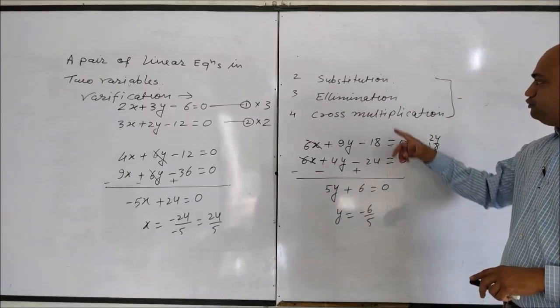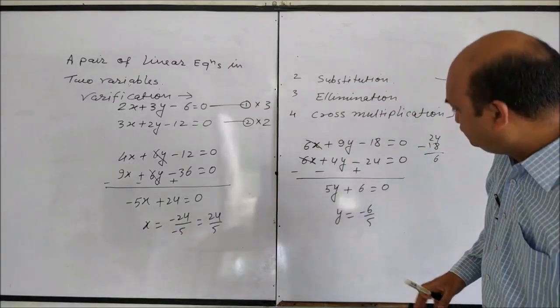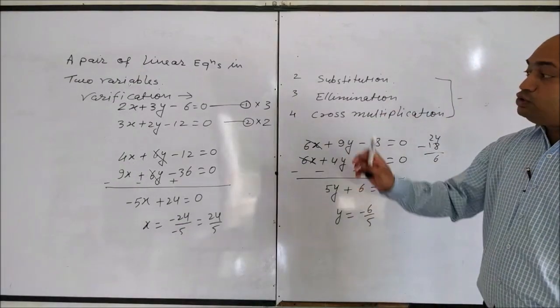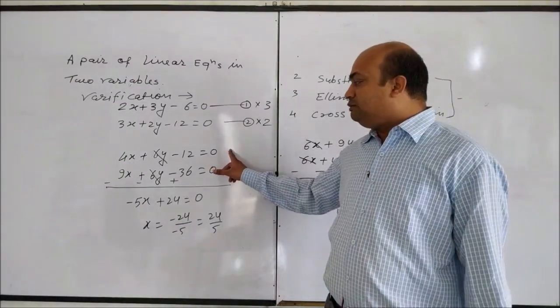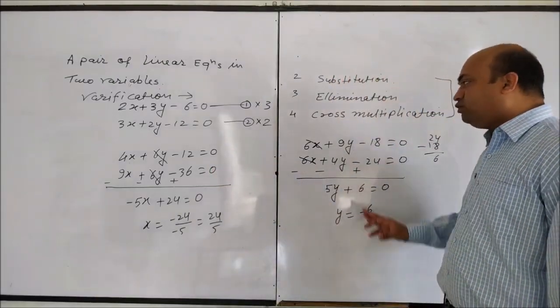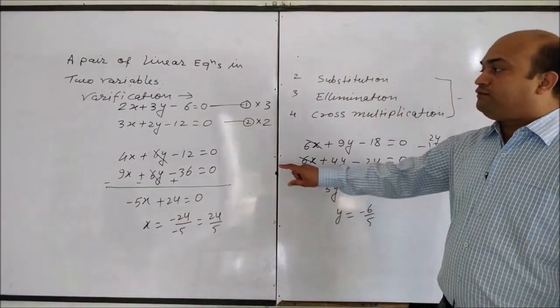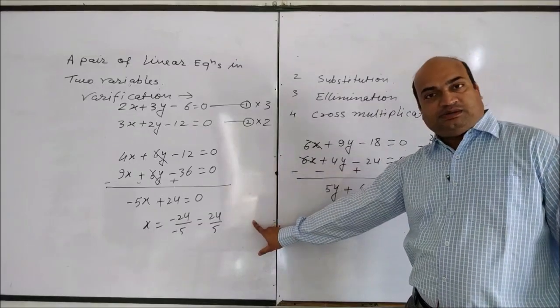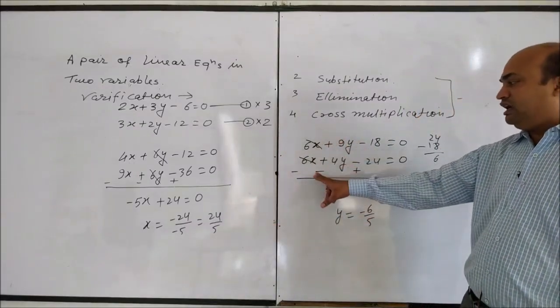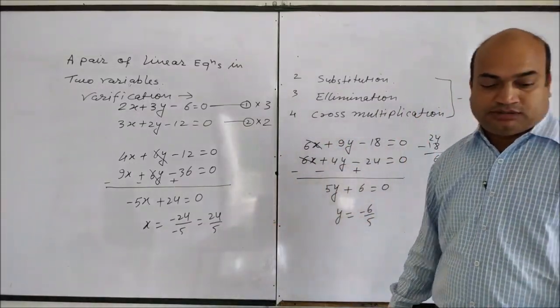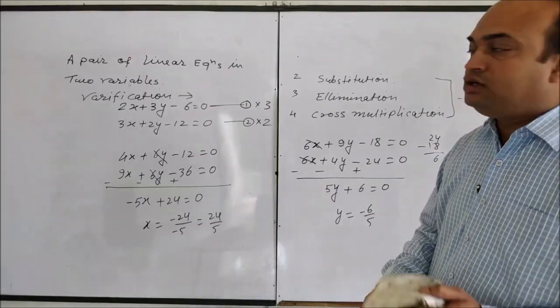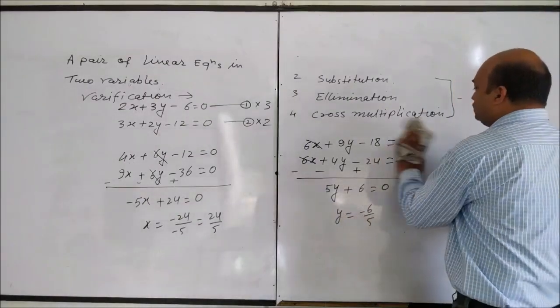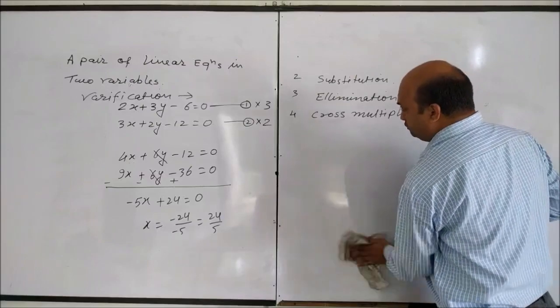This is the elimination method. It is known as double elimination. Here we eliminate x as well as y, both. If we eliminate y, then we obtain x. If we eliminate x, then we obtain y. So in this way we can find the values of x and y by the double elimination method.